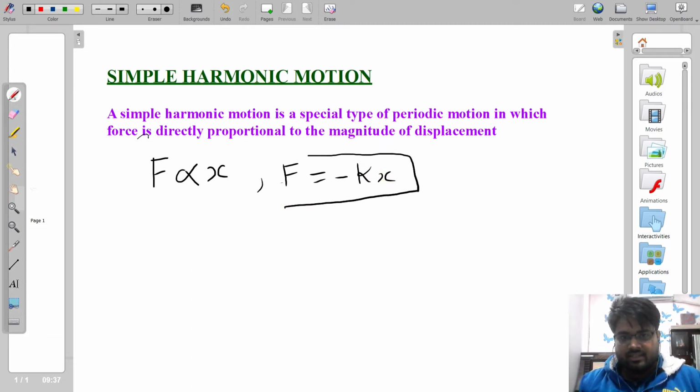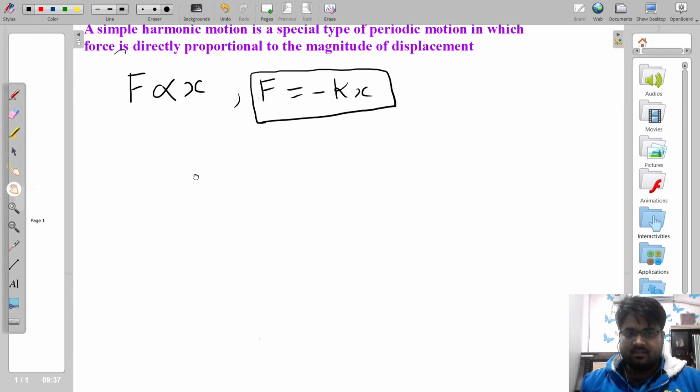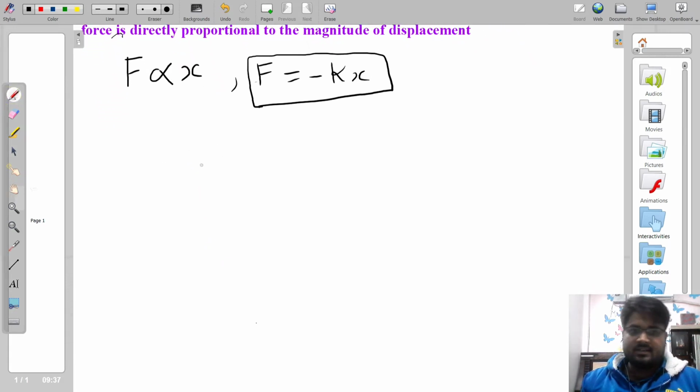This equation is the standard equation of SHM, in which force is directly proportional to displacement. There is a negative sign in front of x, and there is a theory behind it. We will discuss why this negative sign is here. To understand the negative sign, we will understand the simple pendulum first.